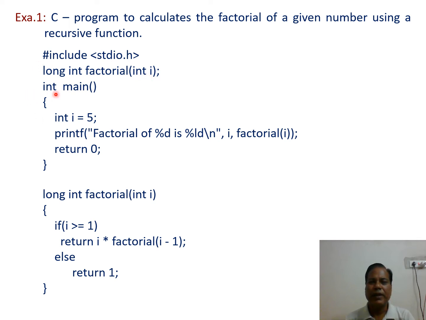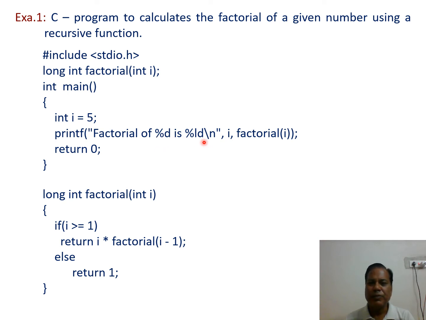The next statement is int main, and we know that the execution of the program starts from the main function. Inside the open and close braces, the first statement declares the integer variable I and simultaneously its value is initialized to 5. The next printf statement: factorial of %d. So at this %d, the value of I is printed, that is, the value of I, 5, is printed.